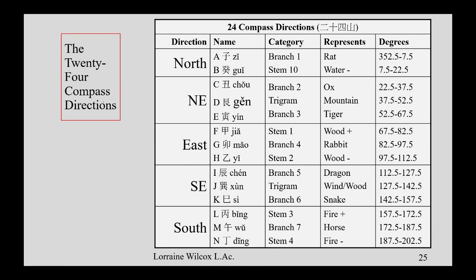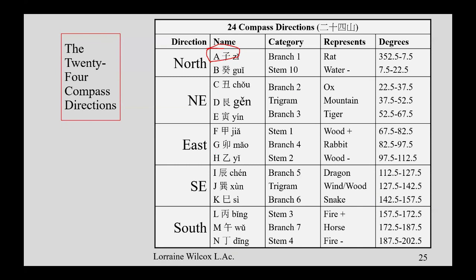For example, the Zi branch is north, but of course, we've also seen it's the winter solstice and we've also seen it's midnight. And so time and space have characteristics in common. Those are water characteristics.